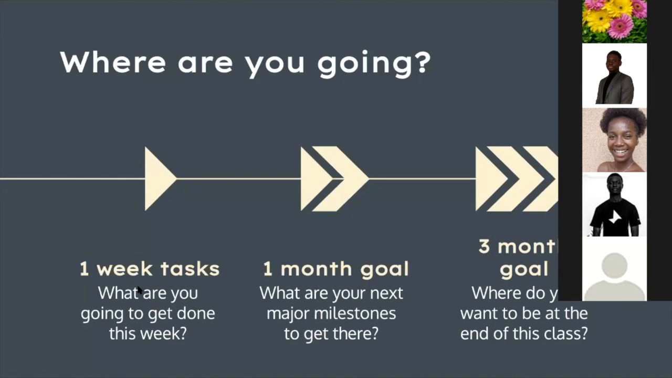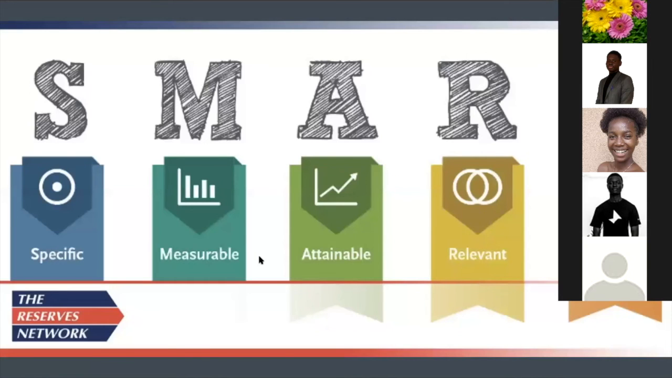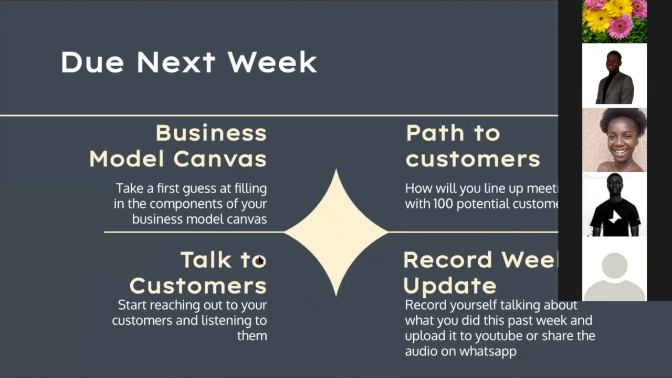canvas. I have it over here. Oh yeah, SMART goals. Okay, so the things to do this next week are business model canvas, start talking to your customers, see how many customers you can start talking to and connecting with, and really think of how you're going to start getting these introductions, right?